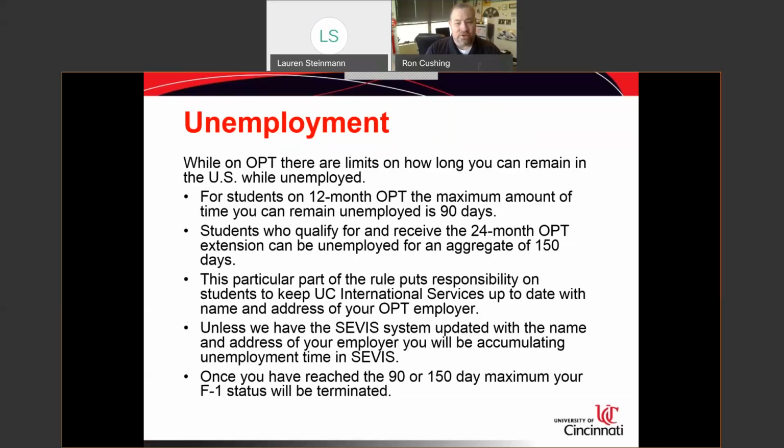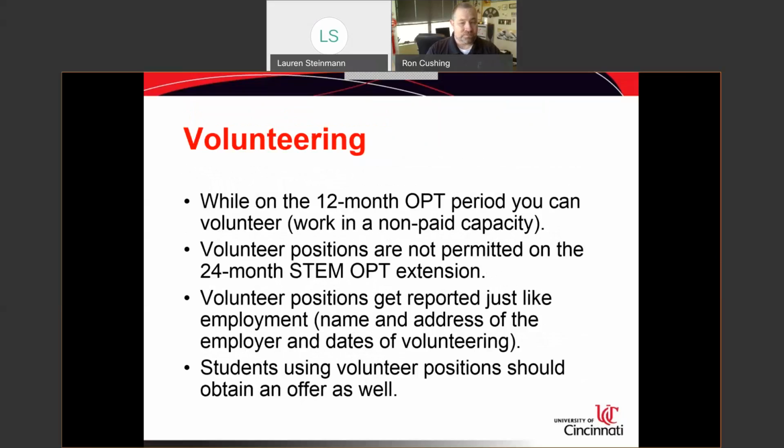So once you have reached that 90 or 150-day limit of unemployment, you are not supposed to be in the US any longer. So you can depart. You can, before you reach those thresholds, apply for new I-20s to start a new program of study. But day 91 or day 151, if you're still in the country unemployed, you are in violation of your status, and you want to make sure that you don't do that.